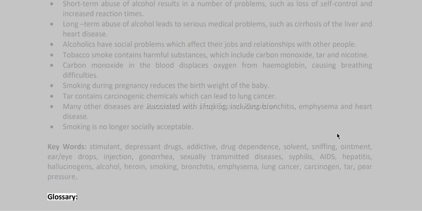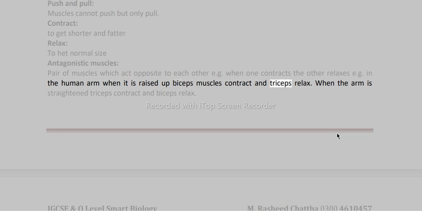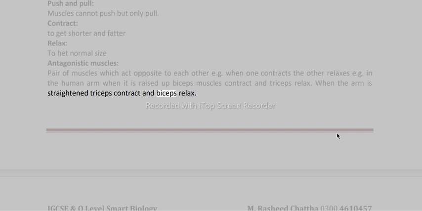Glossary. Push and pull: muscles cannot push but only contract, to get shorter and fatter. Relax: to get normal size. Antagonistic muscles: a pair of muscles which act opposite to each other, e.g. when one contracts the other relaxes, e.g. in the human arm when it is raised up, biceps muscles contract and triceps relax. When the arm is straightened, triceps contract and biceps relax.